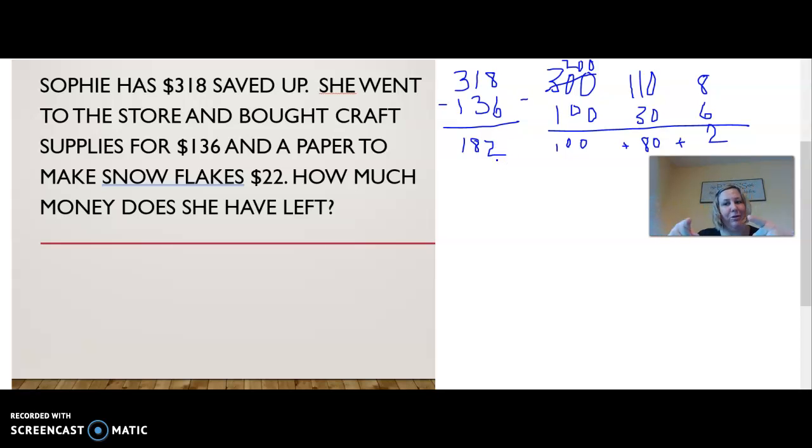Done, right? Nope, I am not, boys and girls, because I still have this $22 that she spent on paper. So I'm going to have to take my 182 and subtract 22. And I know 2 minus 2 is 0. 80 minus 20 is 60. And I don't have any hundreds to subtract. So 160, and I want to be a precise mathematician, and I have $160.